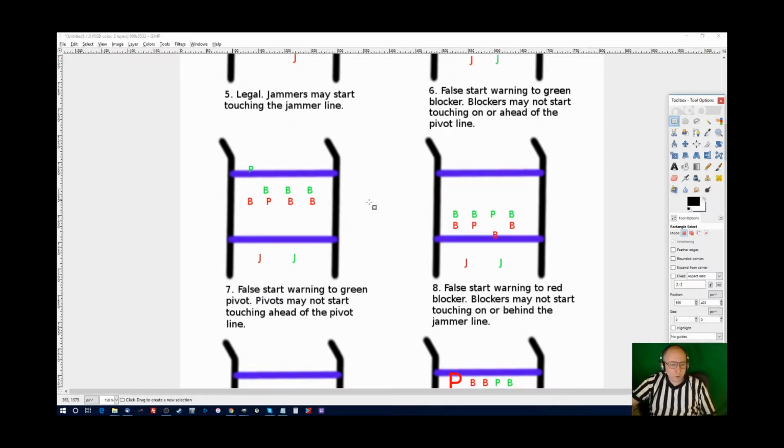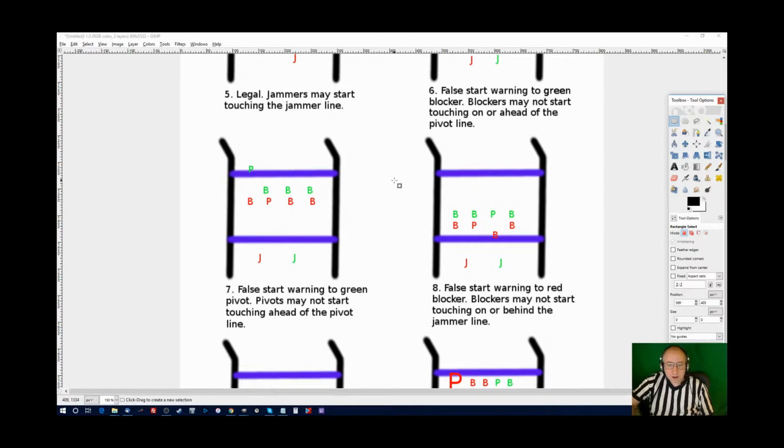Number seven, false start warning to green pivot. Pivots may not start touching ahead of the pivot line. And just remember, by the way, ahead of that pivot line goes all the way around the track until you come back right up to just behind the jammer line. So it's like that big bulky area on the track.